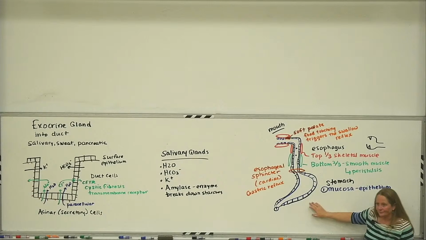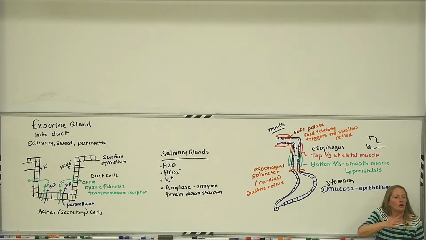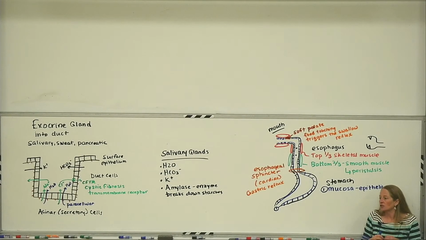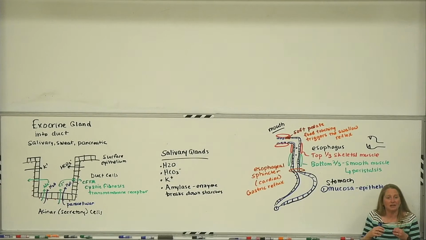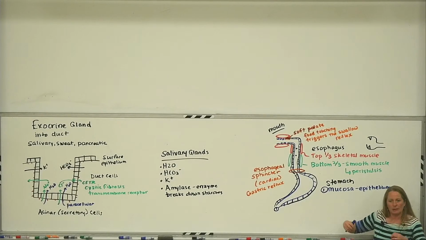I didn't show it because of course I can't draw it, but it is actually in folds, and we call those folds rugae. That's going to increase the surface area of the stomach, and it's going to give it more room for stretch. So when we eat a lot of food, we actually stretch our stomach out. That folding will be able to stretch out.